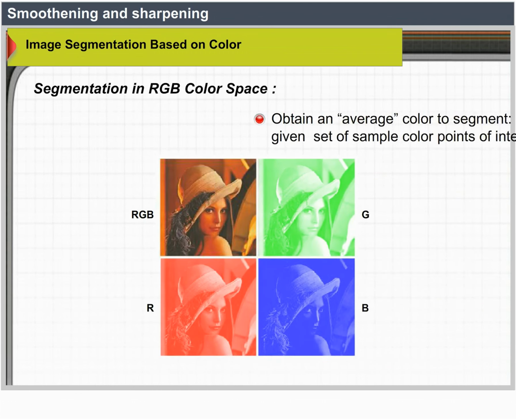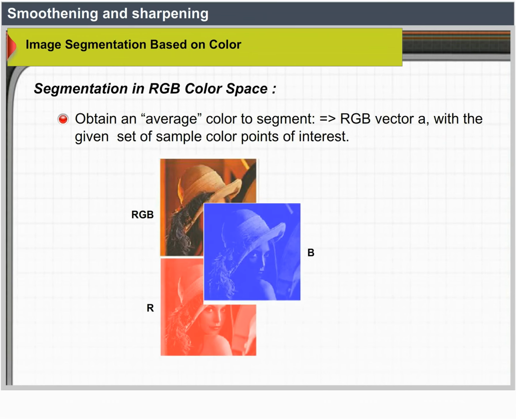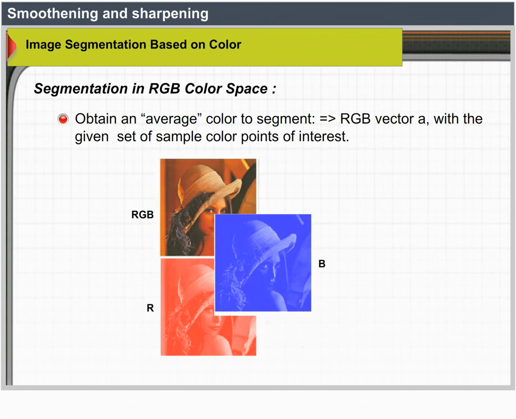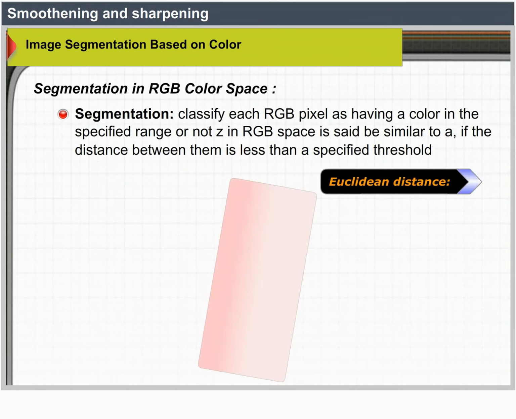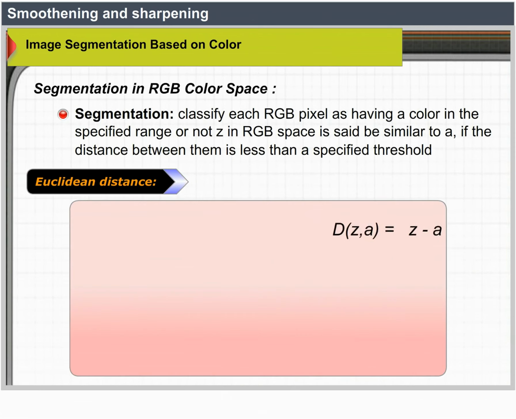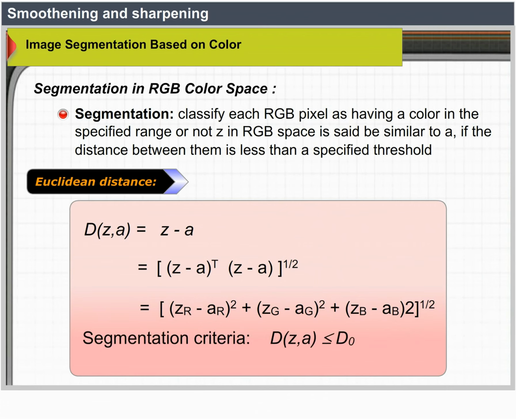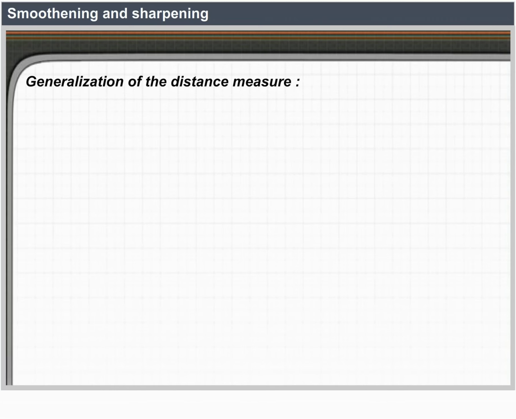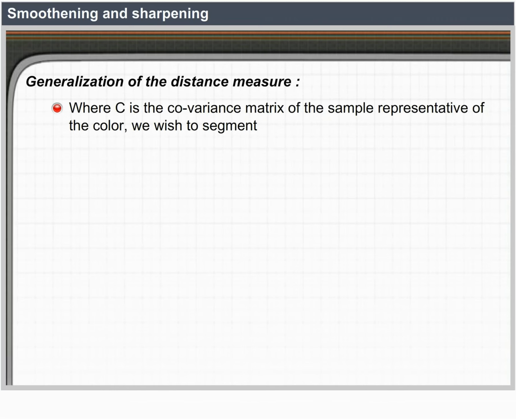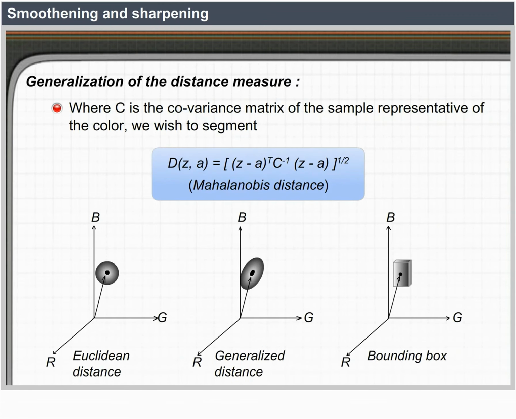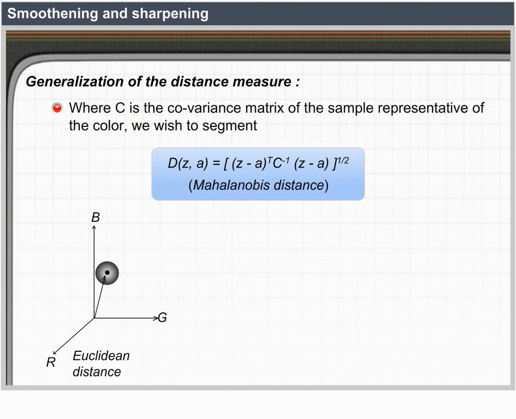Given a set of sample color points of interest, obtain an average color to segment by RGB vector. Segmentation: classify each RGB pixel as having a color in the specified range. This is a generalization of the distance measures, where C is the covariance matrix of the samples representative of the color we wish to segment. The three approaches for enclosing data regions for RGB vector segmentation are shown on the screen.